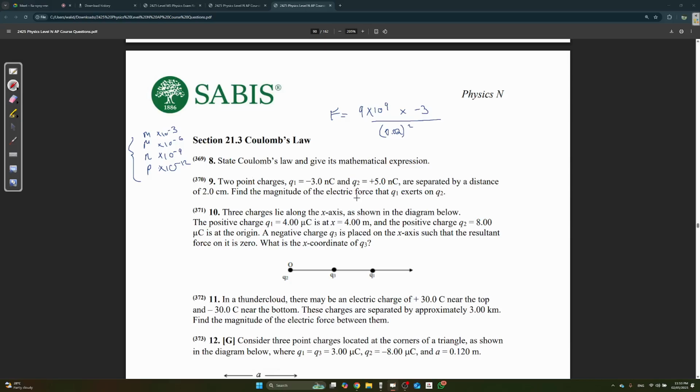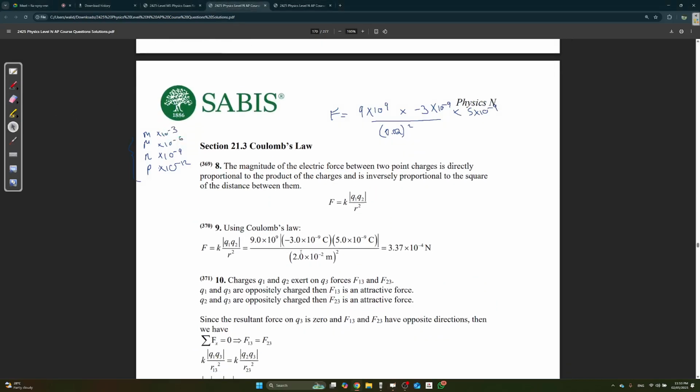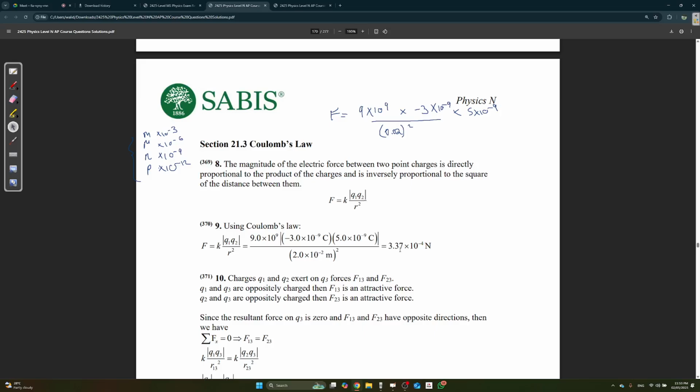So over here, it's -3, it should be times 10 to the power of -9. Or times 5 times 10 to the power of -9. Let's see, is this what they did? Yes, they did, and they get this answer. It should be, let me just make sure. Yes, it is. Okay.